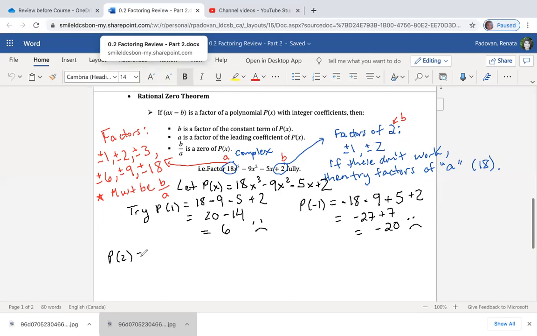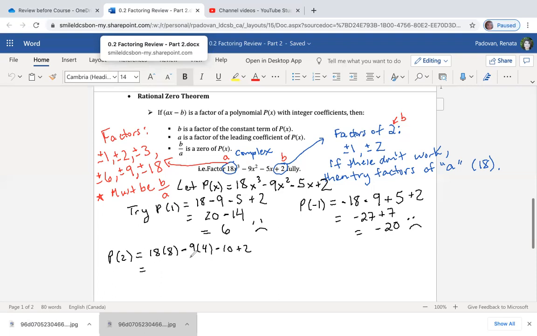So p at 2. Then I would have here subbing in 2. So 2 cubed. 2 times 2 is 4, times 2 is 8. So I'd have 18 multiplied by 8, right? Subtract, again, I can change that to plus if I need to. It's a +2, so 2 squared is 4, so -9 times 4. And then -5 times 2 would be -10 plus 2, and put that all together, right?